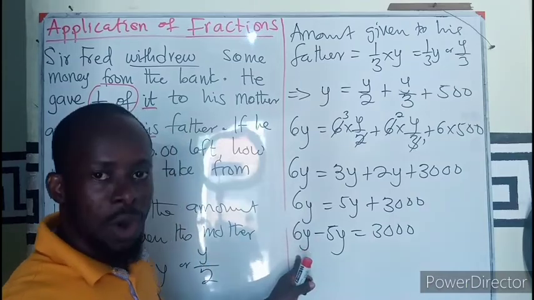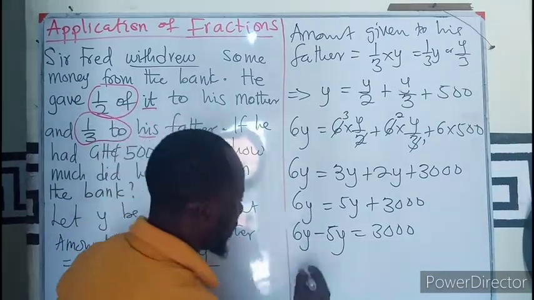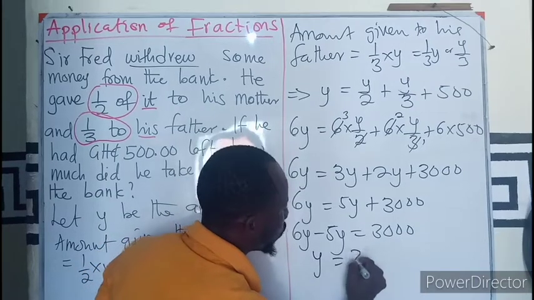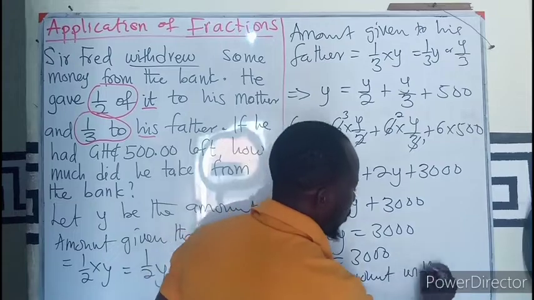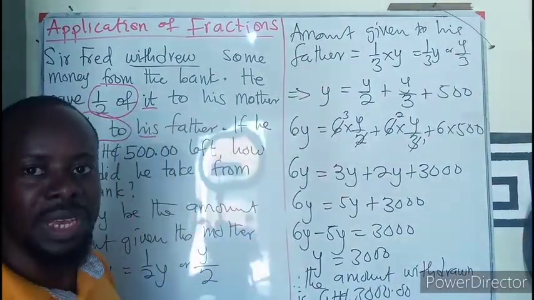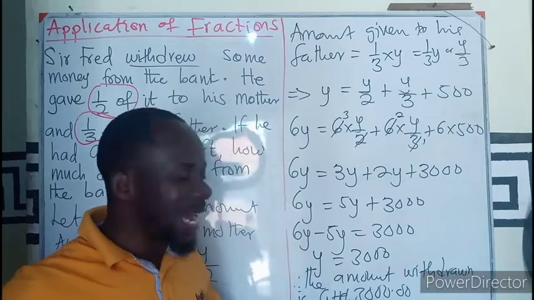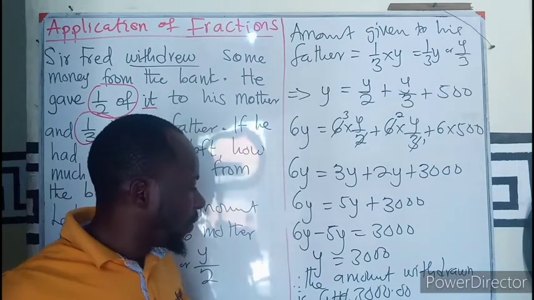So if I have 6 oranges minus 5 oranges, that will give you 1 orange. That will be y is equal to 3,000. Therefore, the amount we've drawn from the bank is going to be 3,000 Ghana cedis.